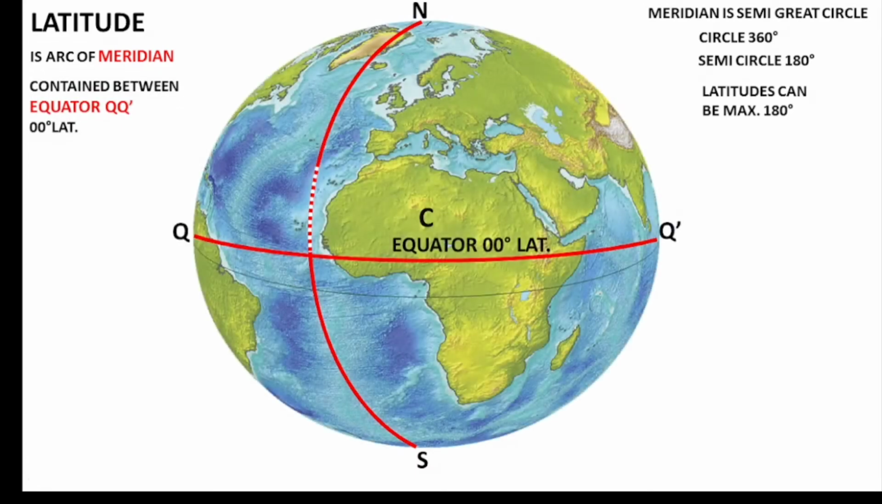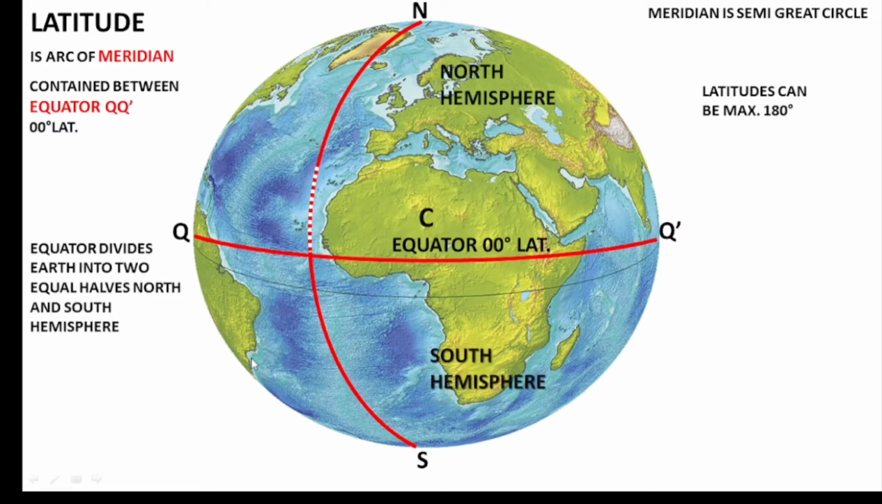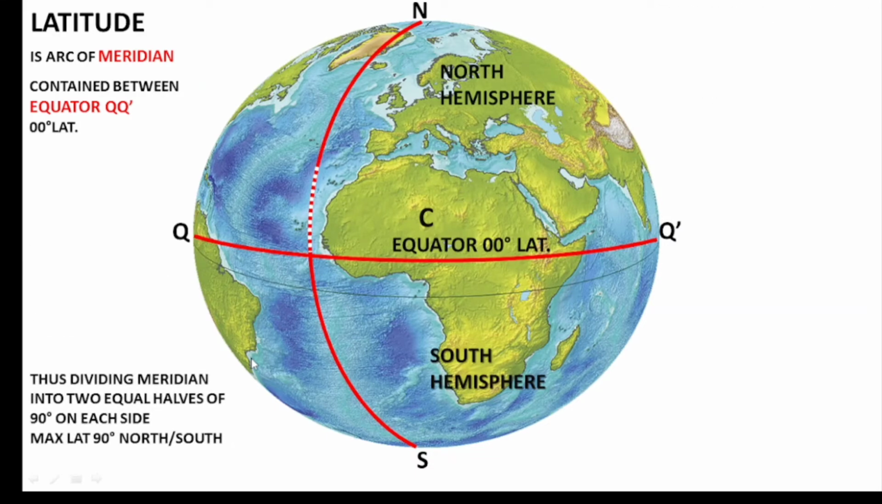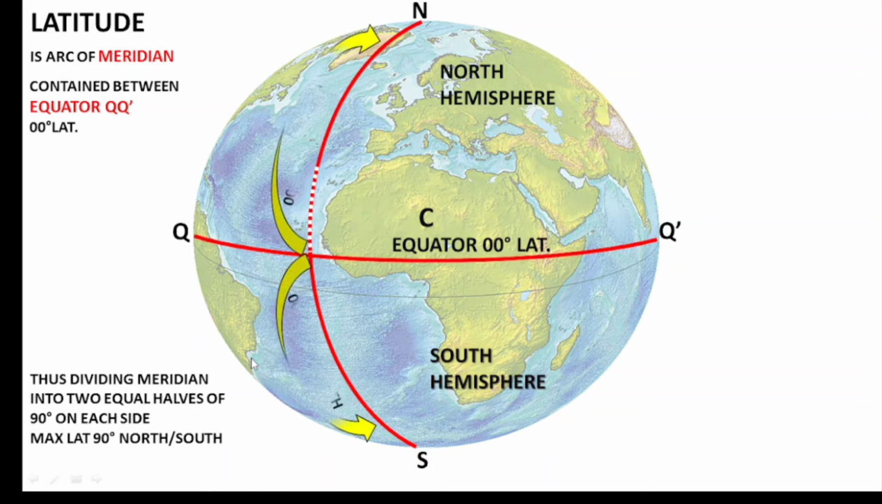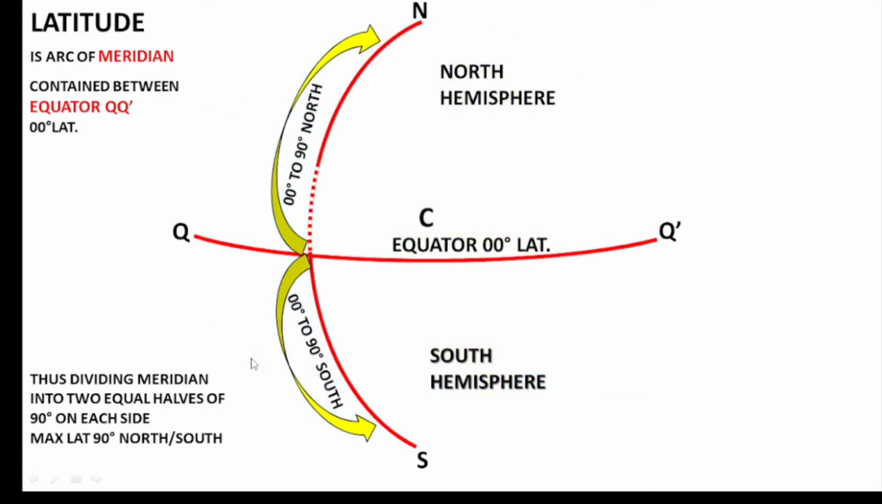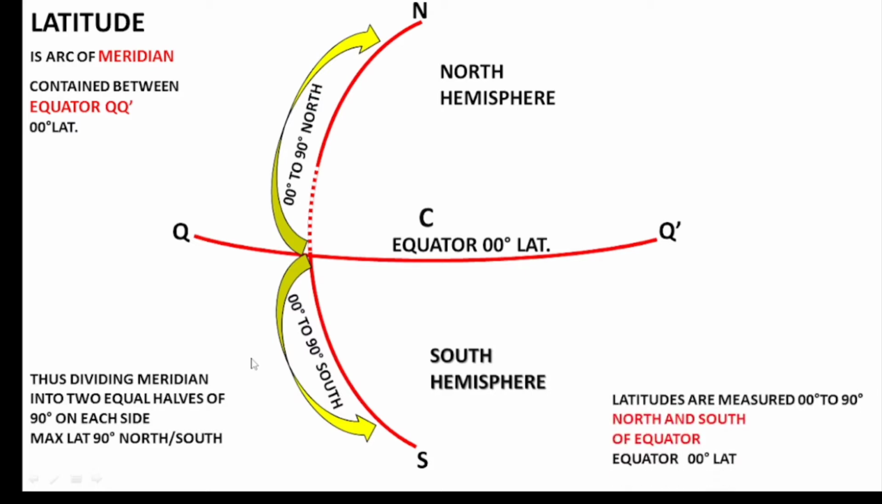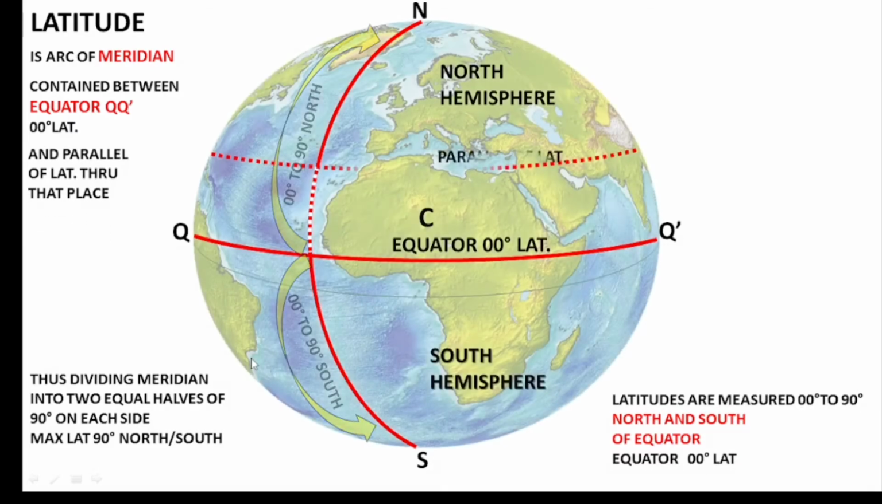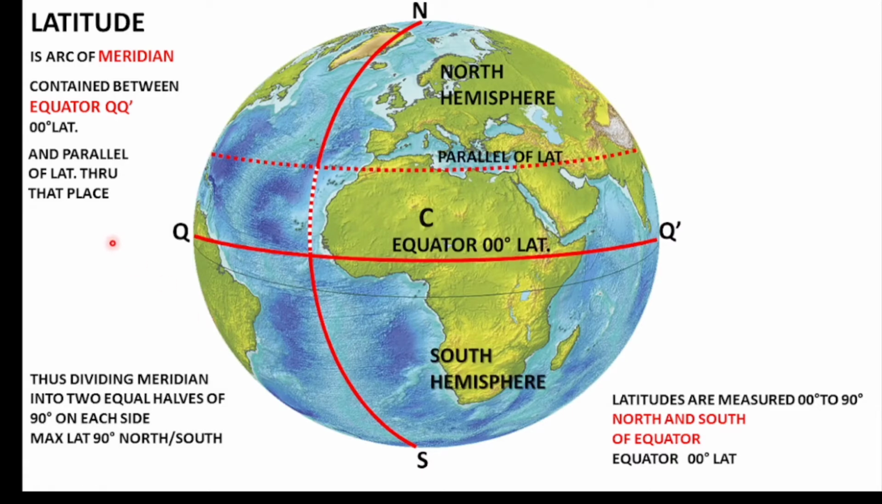And then we said that it is contained between equator. And equator is dividing the earth into two equal halves, north and south. That means it must be dividing the meridian also into two equal halves of 90 degrees. So you have maximum latitudes north or south, 90 degrees north, 90 degrees south. And to sum it up, between equator and parallel latitude passing through that particular place.